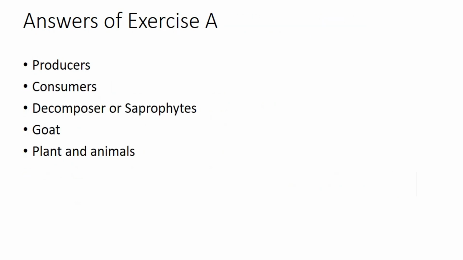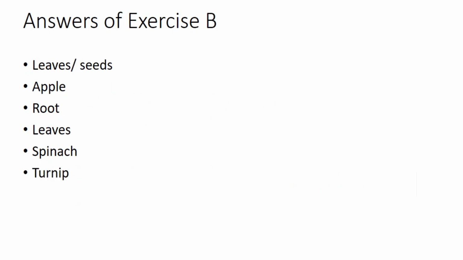Answers of exercise A. In exercise A, again you have been given fill in the blanks. So the answers are: first one producers, second one consumers, then decomposers or saprophytes, goat, plants and animals. Answers of exercise B. In your first one, you have to complete the table. In the first column, you will write leaves and seeds. Second one, apple. In the third column, the part that we eat is root. Then in the fourth one, it's leaves, then spinach, and last one, turnip.